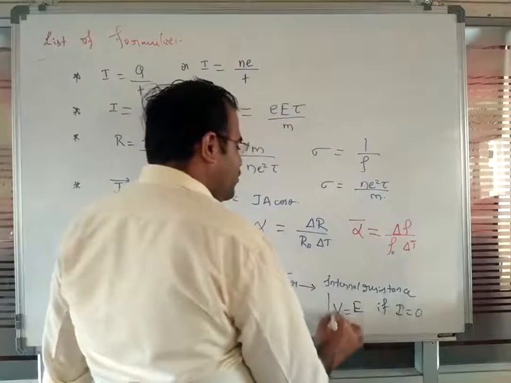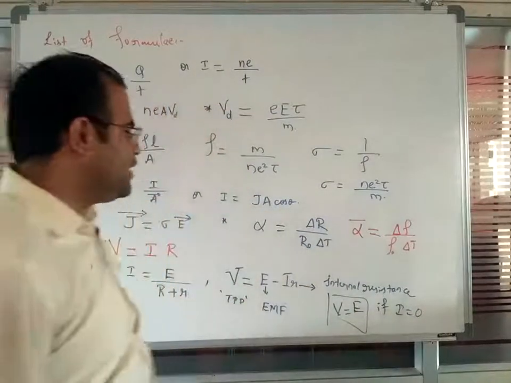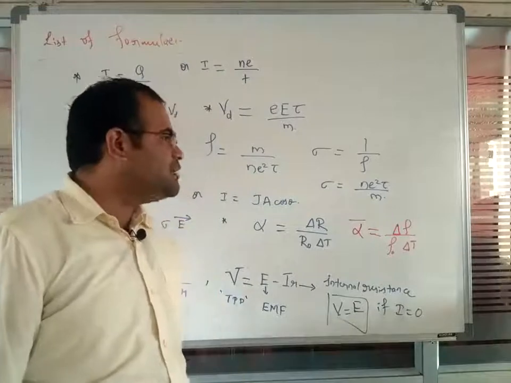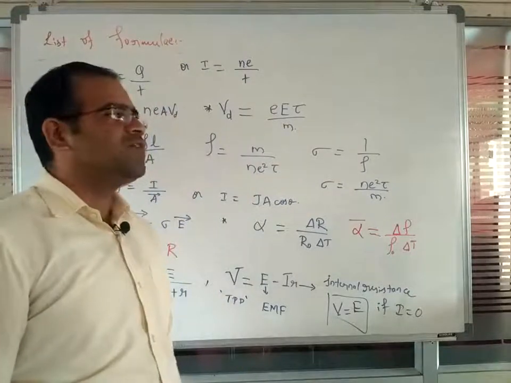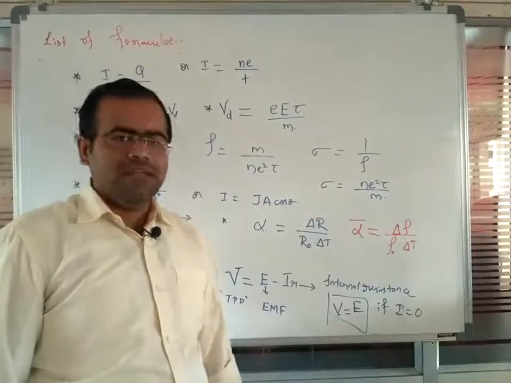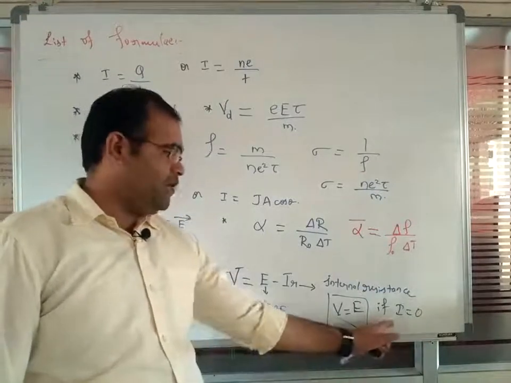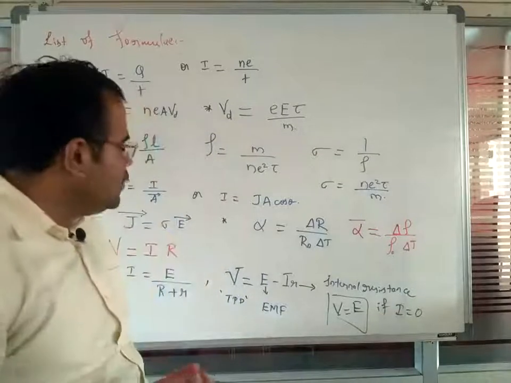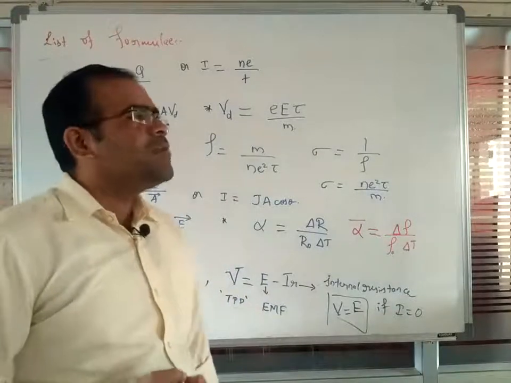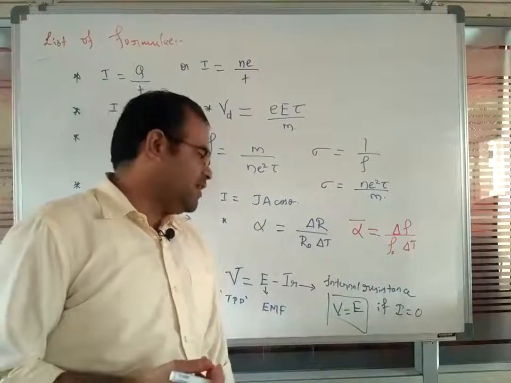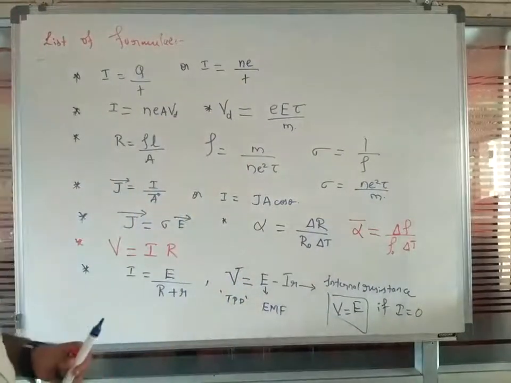Again a very important condition. So one more important condition, V is equal to E. In the sense, the terminal potential difference of a cell itself is going to act as the EMF of a cell here. So whenever there is no electric current drawn by the circuit, we can say the terminal potential difference will be equal to the EMF of a cell. So again, this is one more important formula.